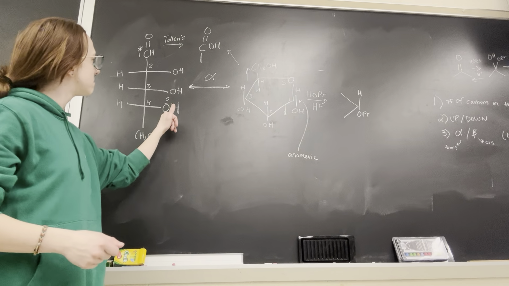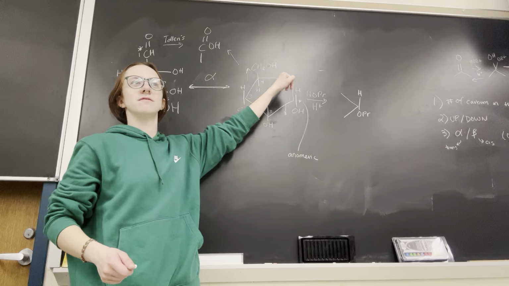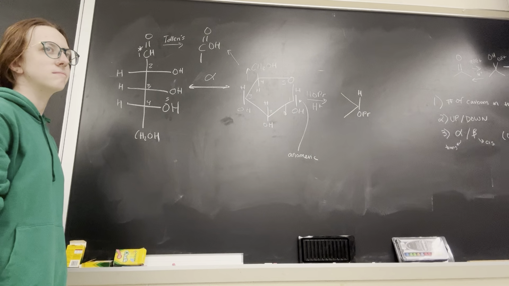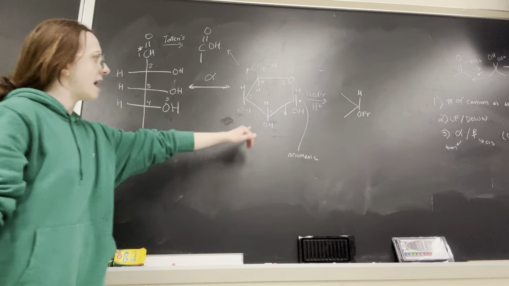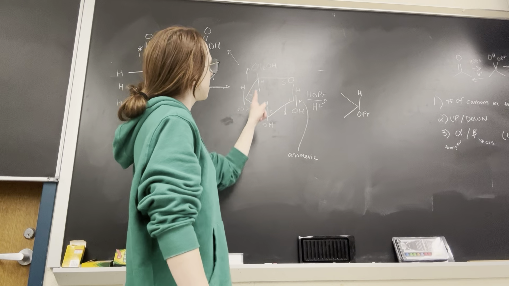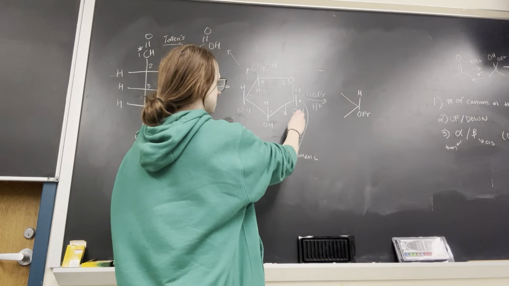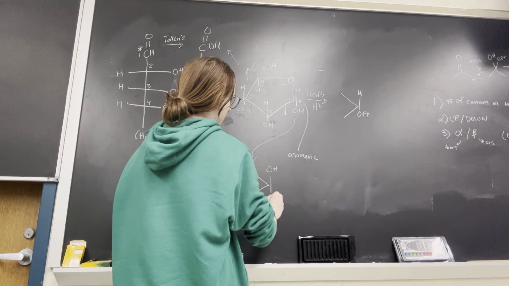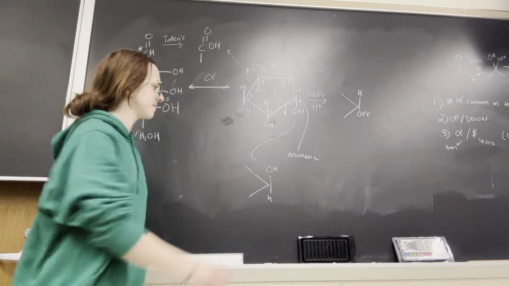This one is just the one that gets sandwiched. So that was what it would look like if it was beta. This is alpha, because they're going up and then down. If it was beta, it would look like that.